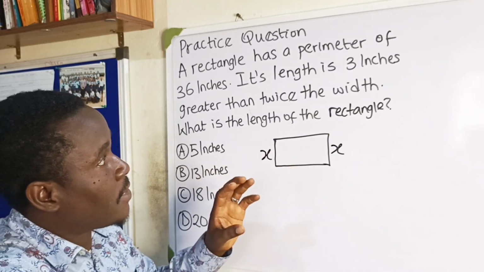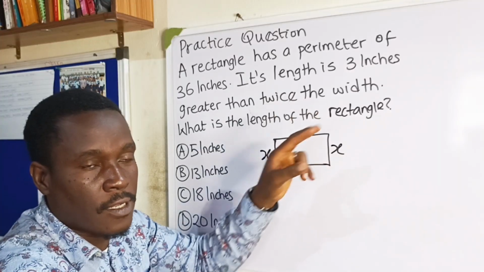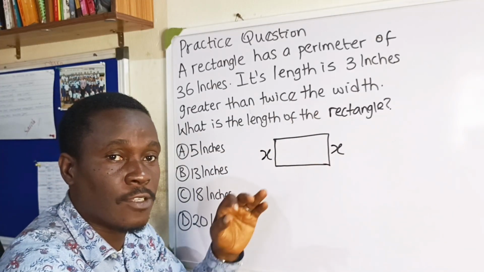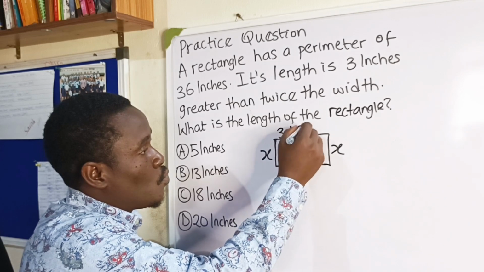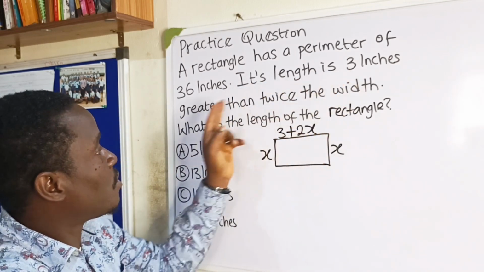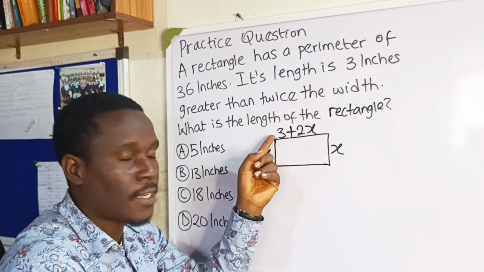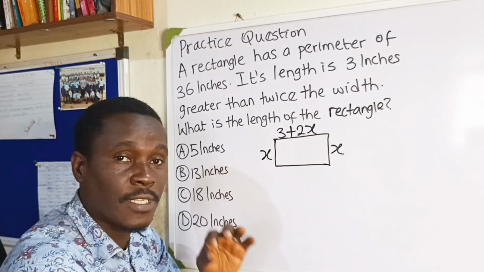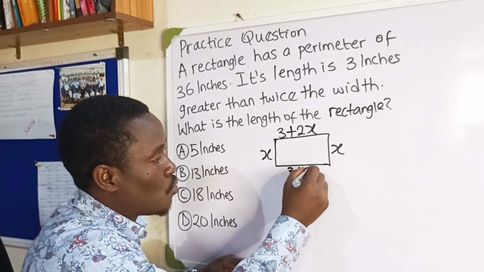So let's go back to the length. The length is 3 inches greater than twice the width. The length is 3 plus 2x. Let's look at it again. The length is 3 inches greater than twice the width. Twice the width plus 3. So here will also be 3 plus 2x.